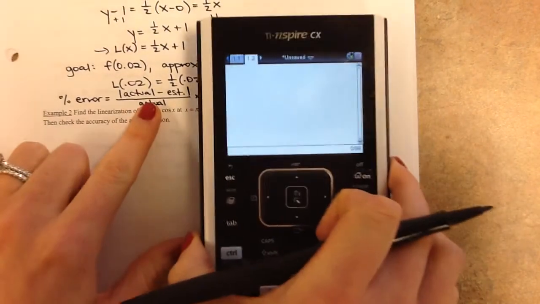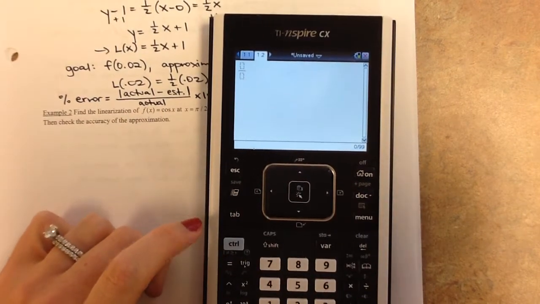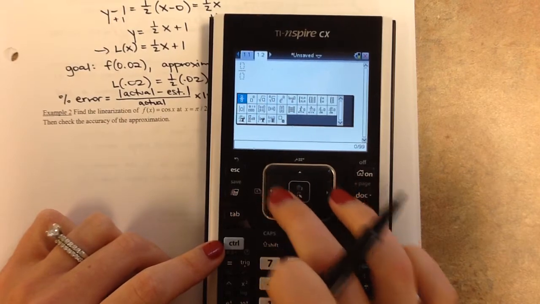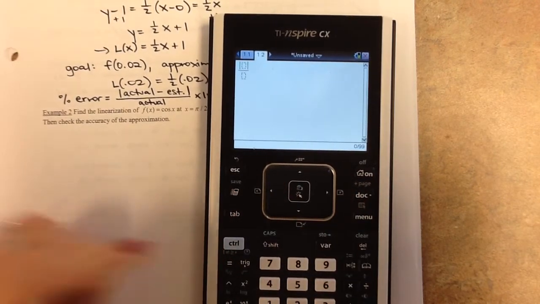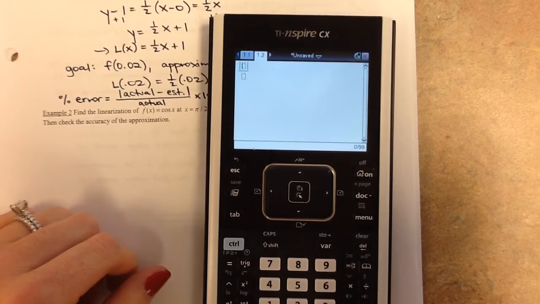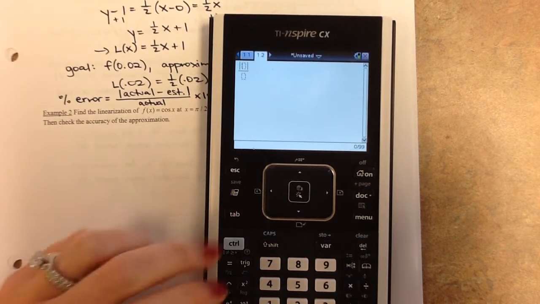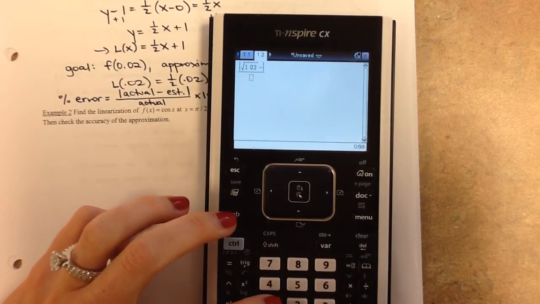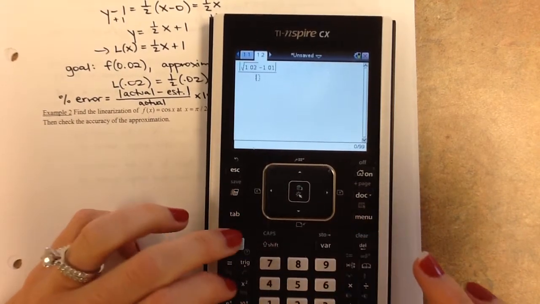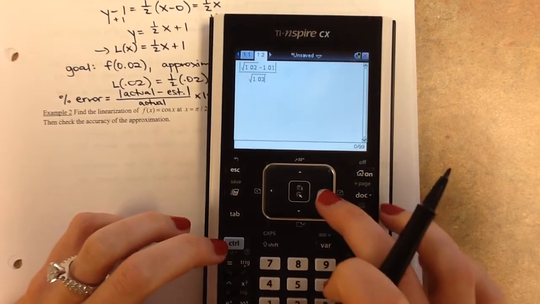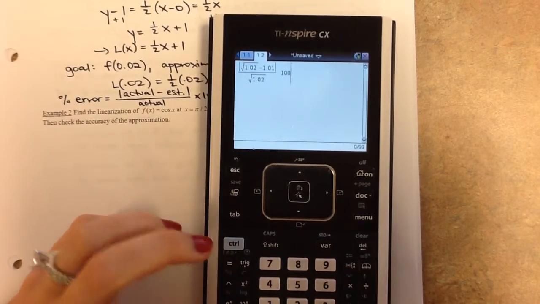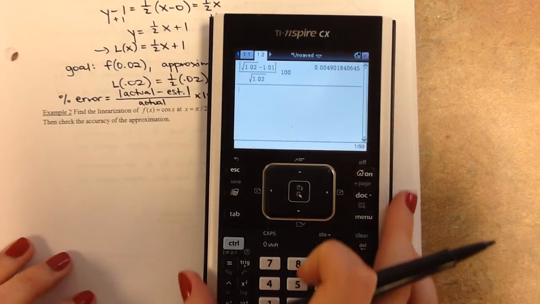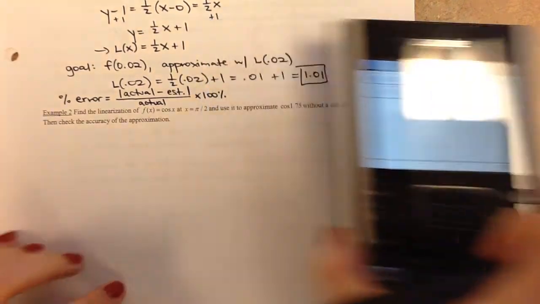So we plug in this formula right here. So we're going to set up a fraction. And then absolute value can be found right here on the Inspires, and there's an absolute value in the math menu on the TI 83s and 84s. So we're going to plug in the actual value, the actual square root of 1.02, minus our approximation of 1.01, and then over the actual value of 1.02, and then all of that times 100%. Okay, so we end up with 0.00, let's do 0.00490, 3 sig figs.